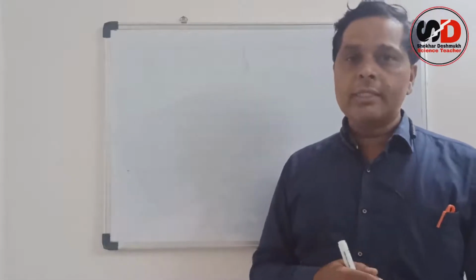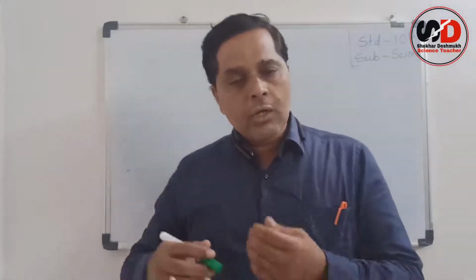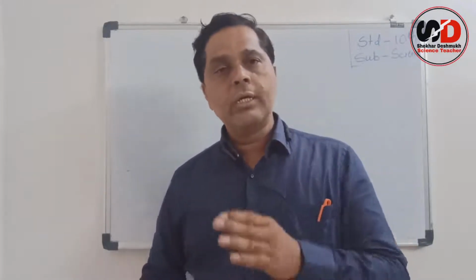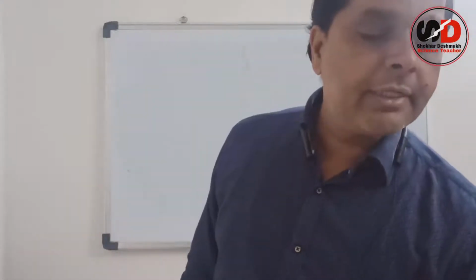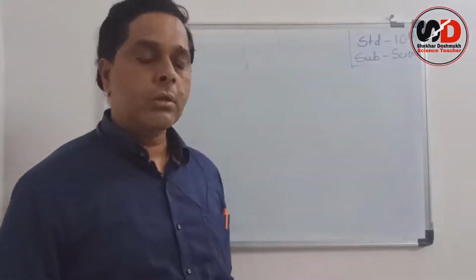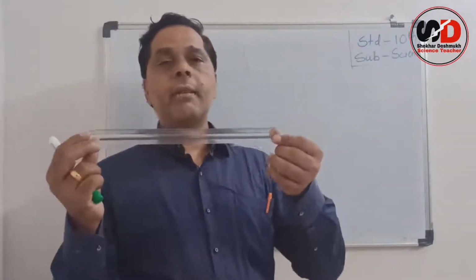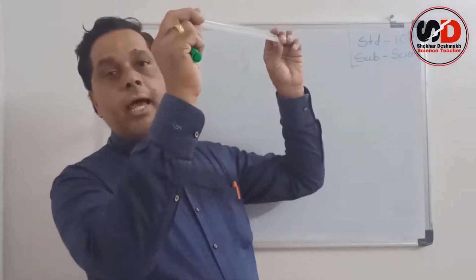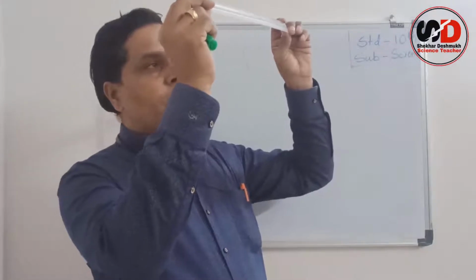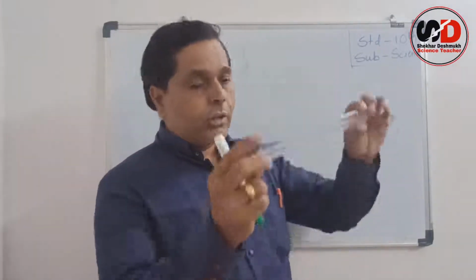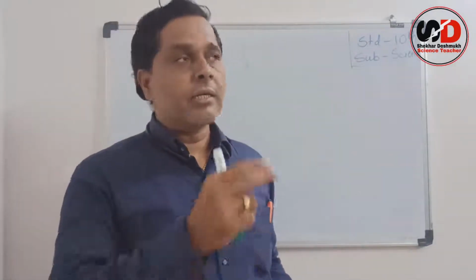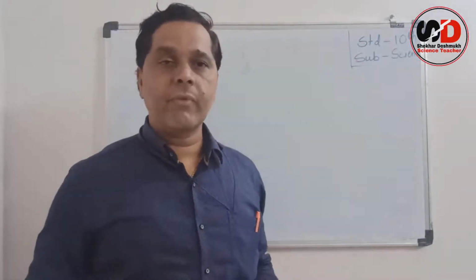Why am I saying all this? Because the concept that we are going to learn today also depends on the same thing. One simple activity is given in the book. Take a scale, a plastic scale, and look towards the light. Look towards the tube light or any light. We can easily see different colors in it.